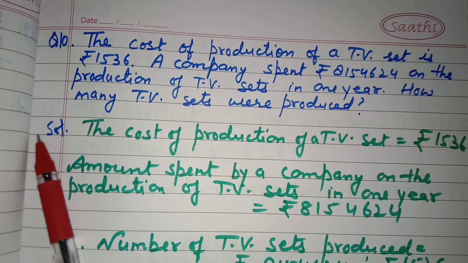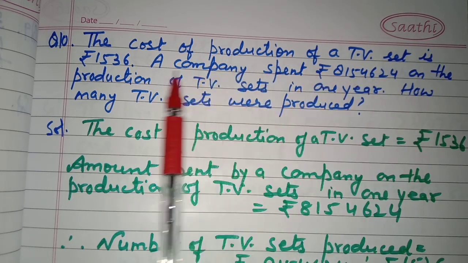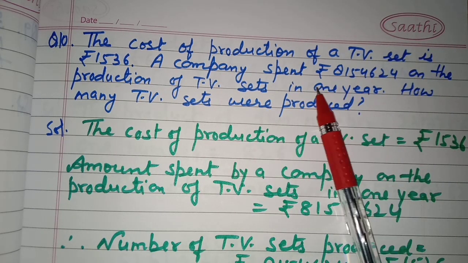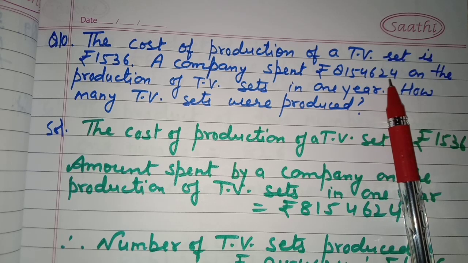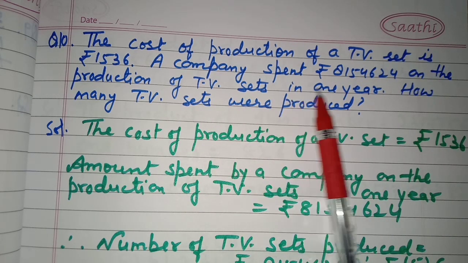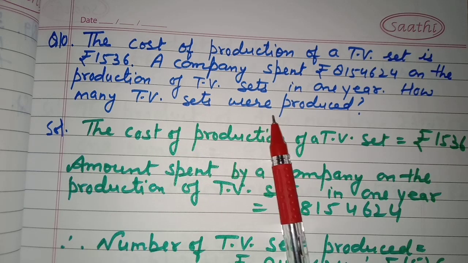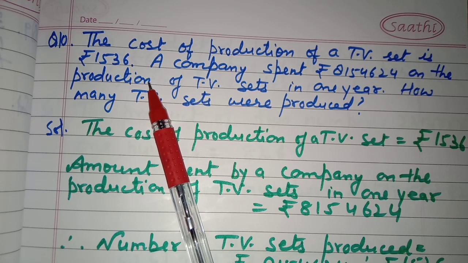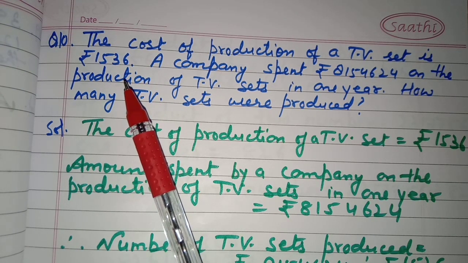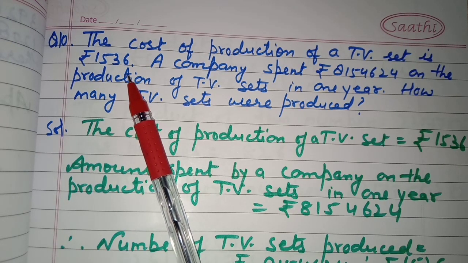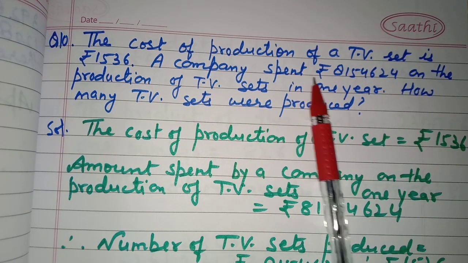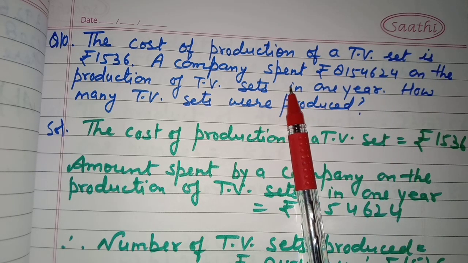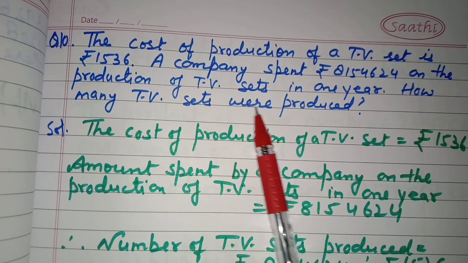Next is question number 10. The cost of production of a TV set is rupees 1,536. A company spent rupees 81,54,624 on the production of TV sets in 1 year. How many TV sets were produced? So the cost of production of a TV set is rupees 1,536. It means one TV set is produced with this much cost. Fine. So a company spent this much amount, means 81,54,624 rupees on the production of TV sets in whole 1 year. So how many TV sets were produced?